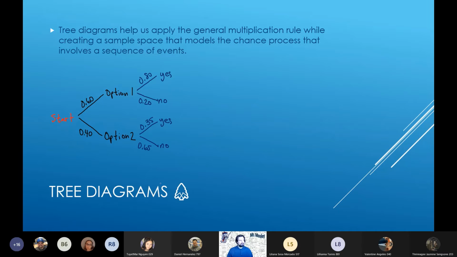This is what our tree diagram can look like. The more options, the more branches, right, the more it can spread out. Just depends on the context. We'll look at a couple examples after this. But in general, this is what a tree diagram does, and it allows us to very easily see the general multiplication, right?